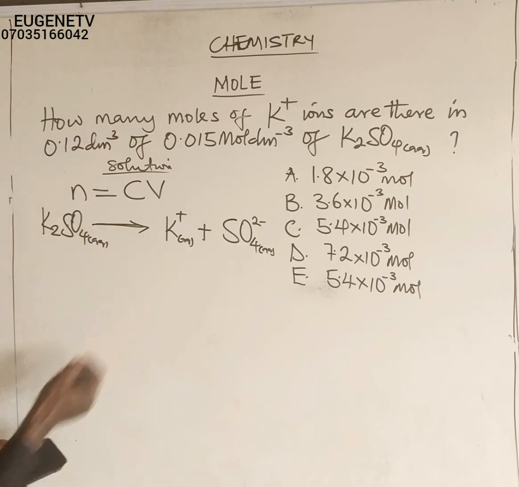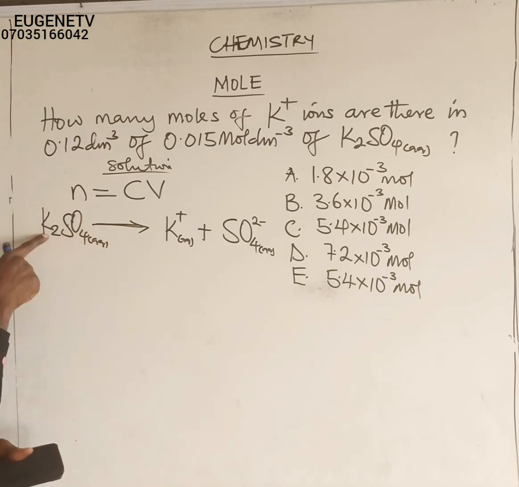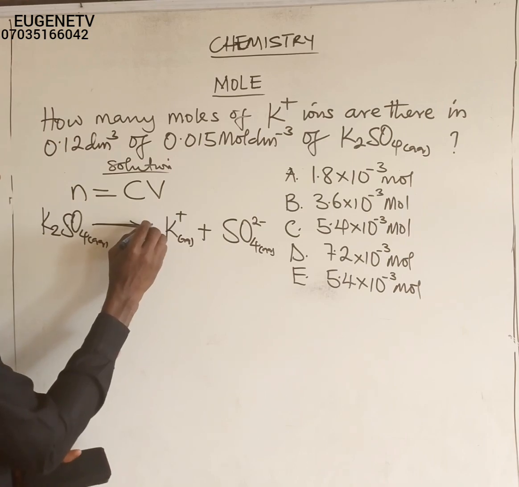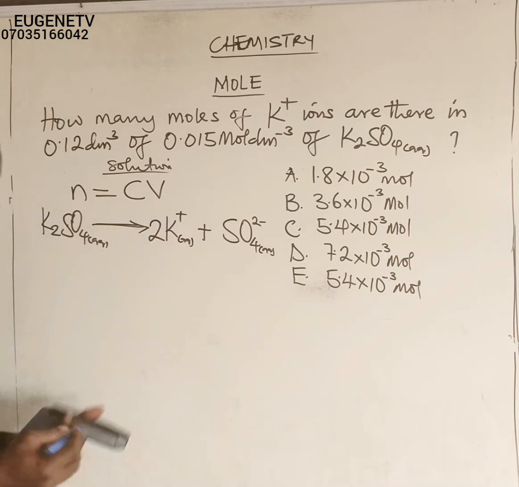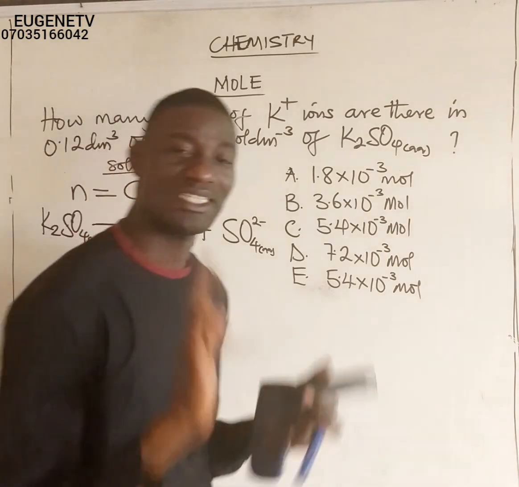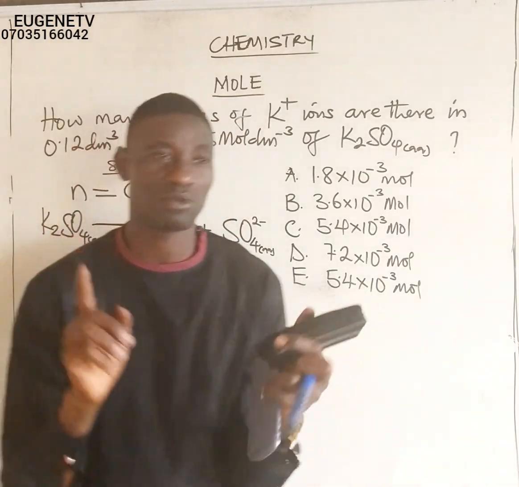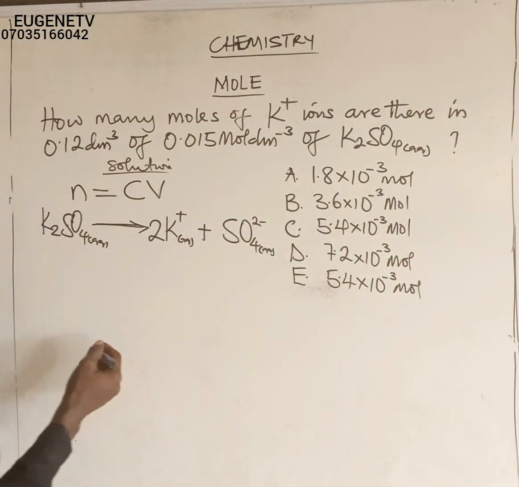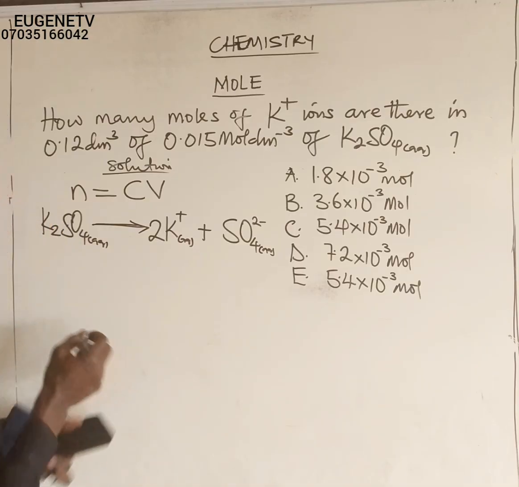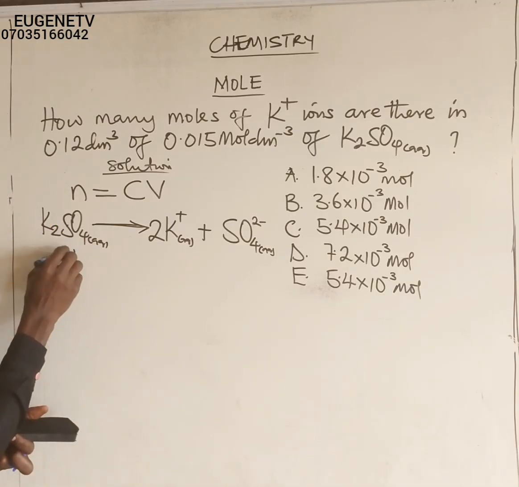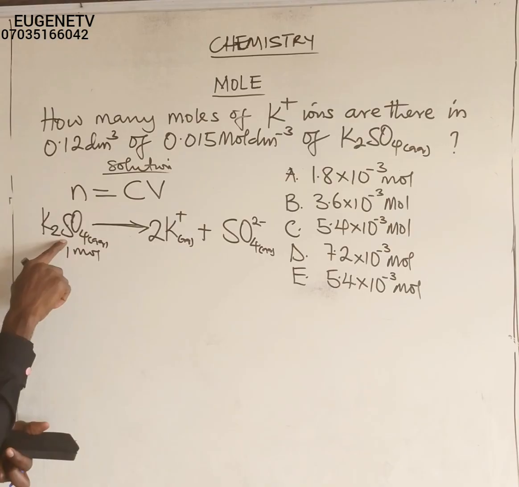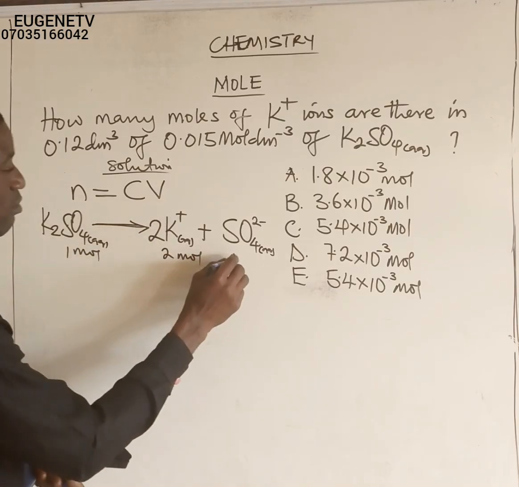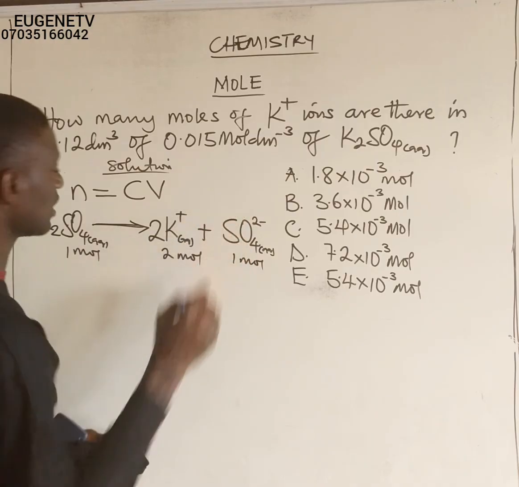Alright? But let us balance the equation. Remember, for 1 mole of potassium tetraoxosulfate(VI), there are 2 atoms of potassium. And so for us to balance potassium on the right, we put 2 here. The equation is now balanced. That is the first step we are going to apply. Now, we are going to look for the number of moles. We know that this is 1 mole. 1 mole of potassium tetraoxosulfate(VI) is giving us 2 moles of potassium ion and also 1 mole of tetraoxosulfate(VI) ion.